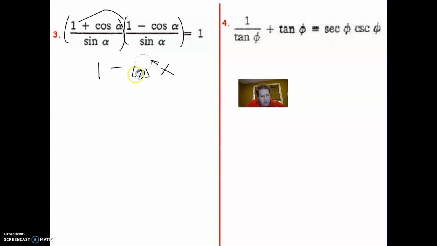Not sure why my pen's not working. Okay, so over sine squared x. All right, just gonna have to deal.